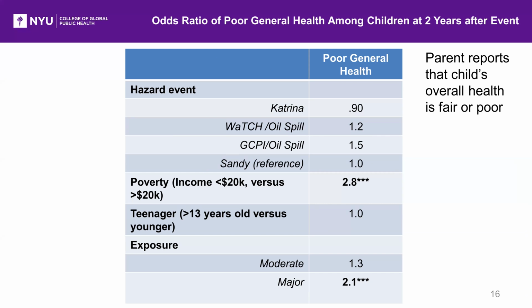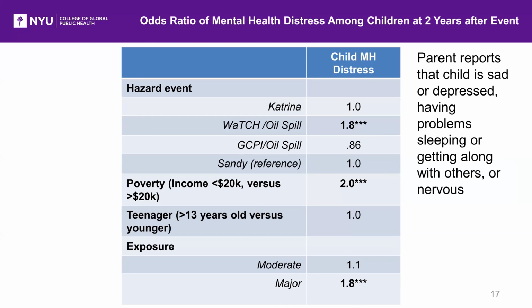This is an odds ratio, and what you're seeing is the likelihood that a parent reports poor overall health for the child. Here you're seeing the 2 major effects are pre-existing poverty and major exposure, a clear reference to the dose response effect. None of the specific studies are coming up as a direct effect, which is good. It shows more of a generalizable effect. When we look at mental health, it's similar, although one of our studies does have an independent effect as well.